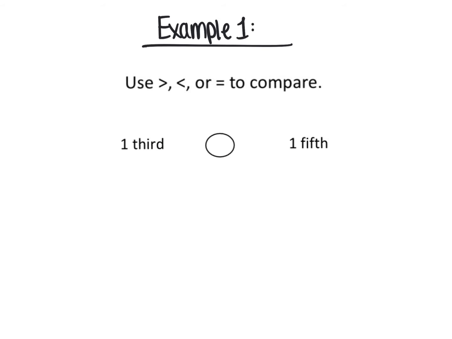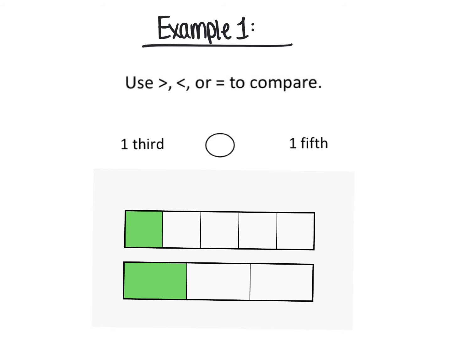For the first example, we are going to be using the greater than, less than, or equal to sign to compare these two numbers. This top strip diagram has 1, 2, 3, 4, 5 parts with 1 part shaded in. So it has 1 equal part, each sized 1/5 of the whole. So this is the fraction that represents this strip diagram.